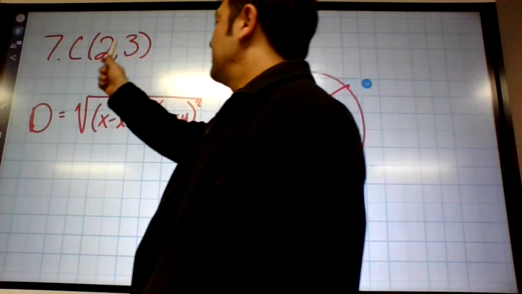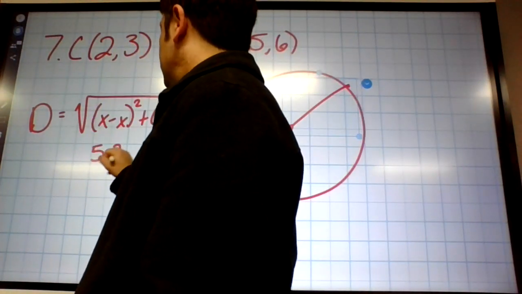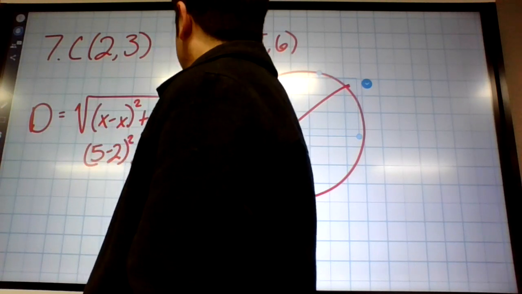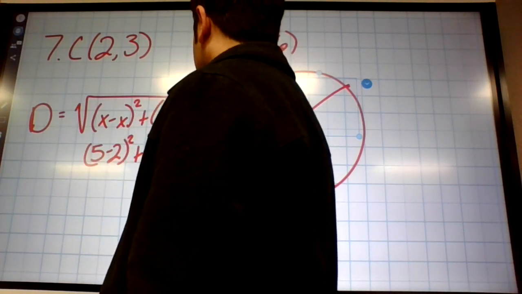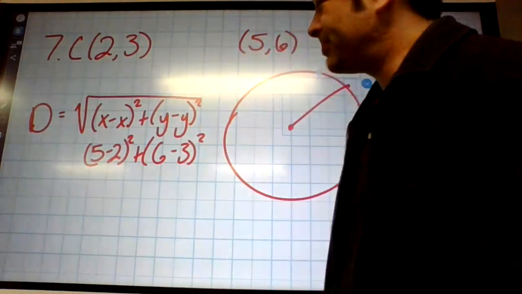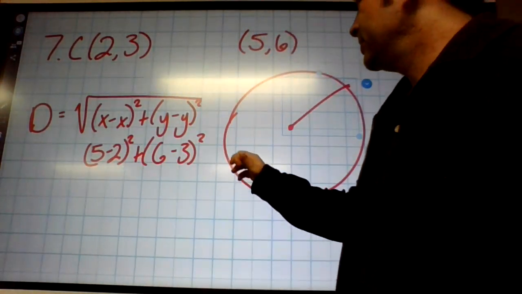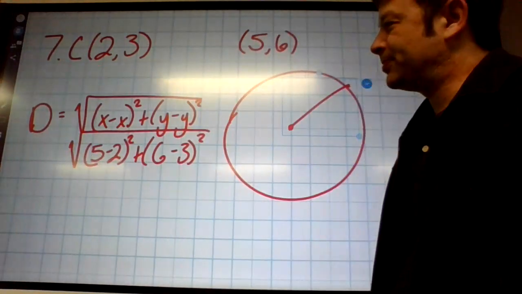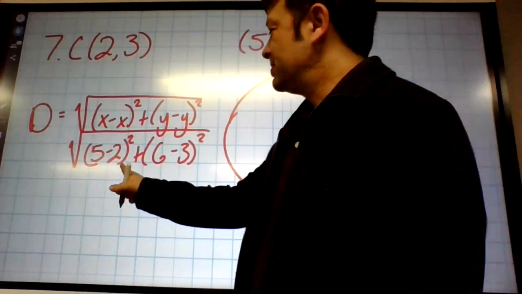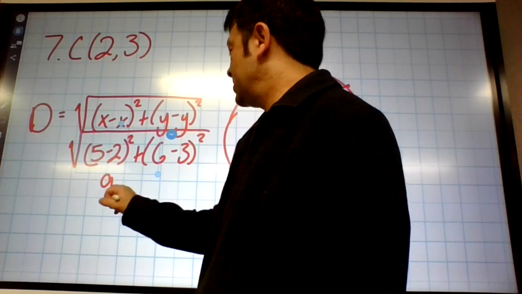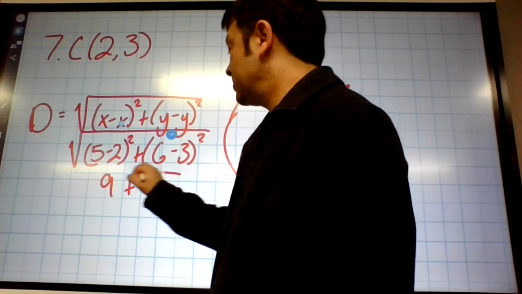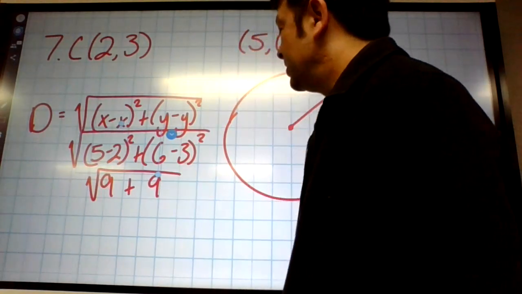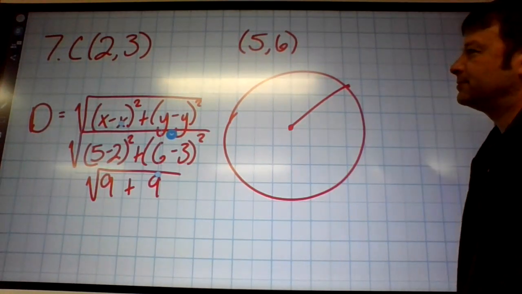So, 5 minus 2 squared plus 6 minus 3. Does the order of the x's and y's matter? No, not really. If you subtract in the opposite order, you get a negative, but when you square a negative, it becomes positive again. So this would be 3 squared, which is 9. 3 squared is 9. So altogether, it's the square root of 18.